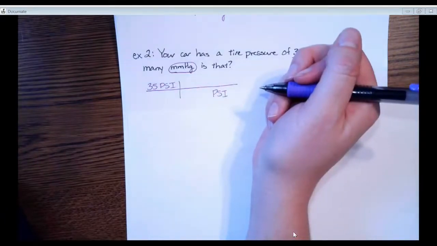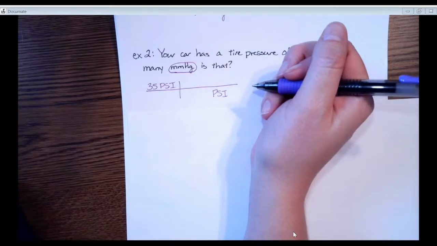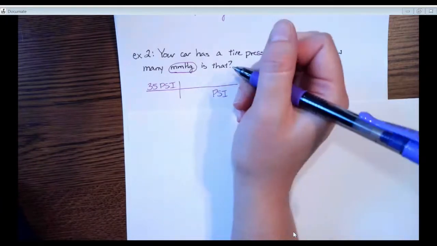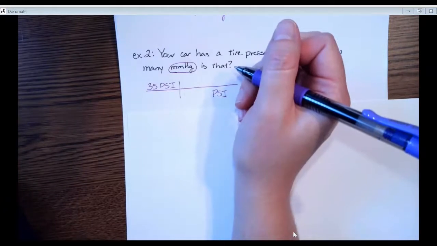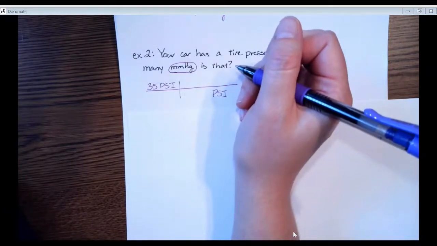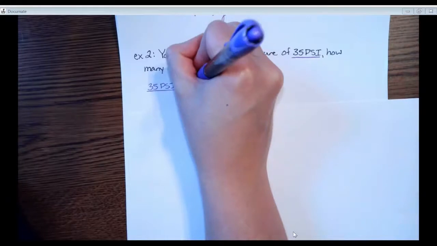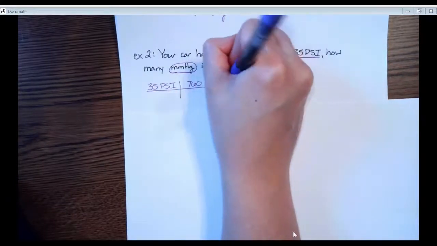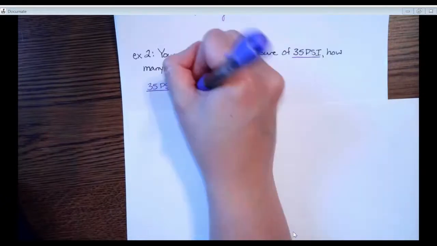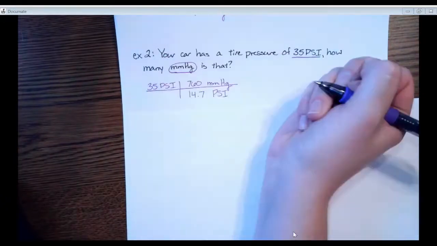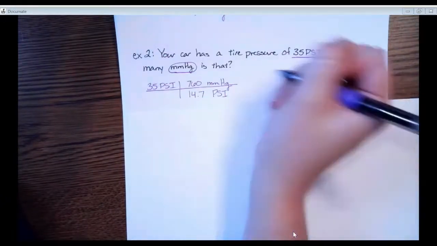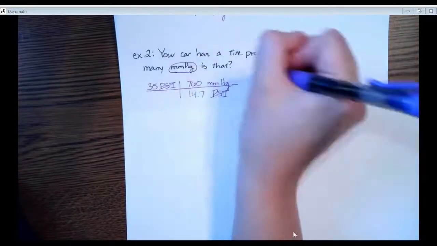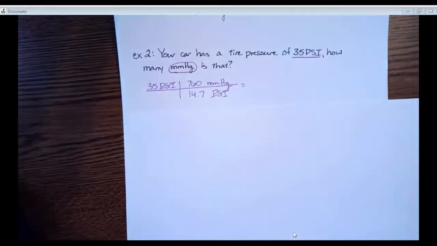So I have psi on the bottom because I need my units to cancel out. These are units of pressure, and if I look at those other conversion factors that are in your notes, I see that I have a relationship between millimeters of mercury and psi. So I see that I have 760 millimeters of mercury. And then for psi, I have 14.7. Okay, so my units are canceling out. So I'm just left with millimeters of mercury, which is a good thing.